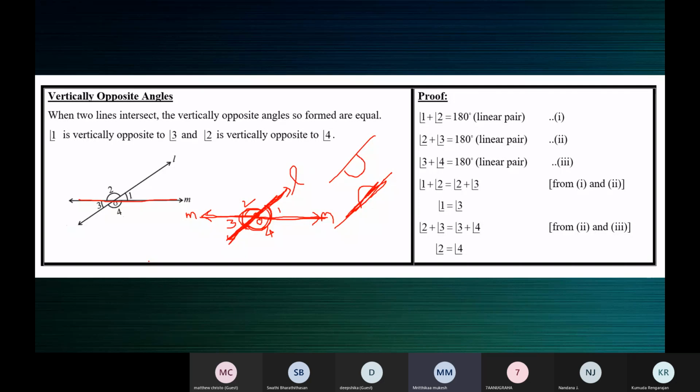Ma'am, I'm not clear with your explanation. Now you start reading from the beginning, Ritika. Tell me.